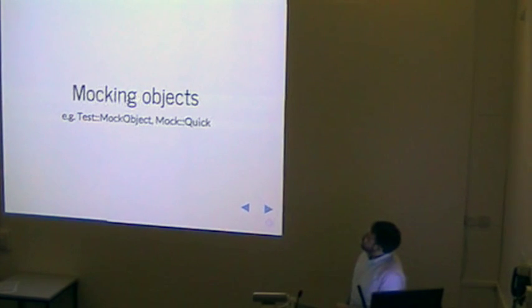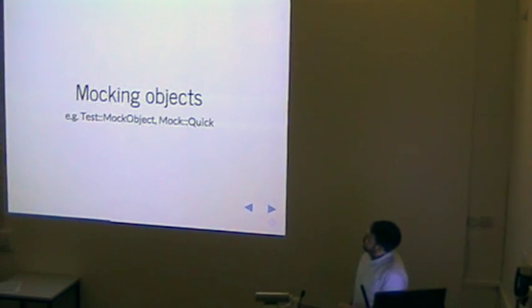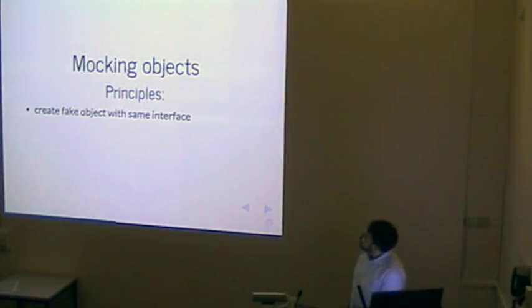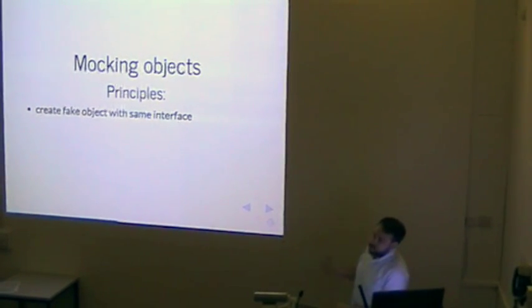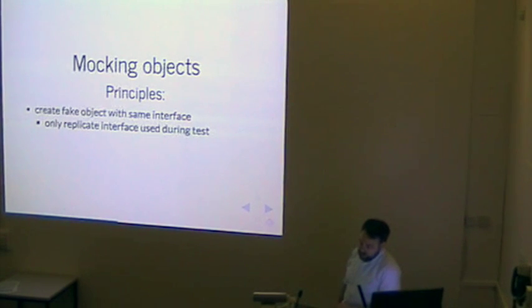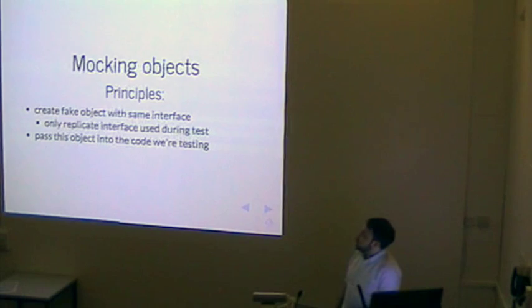There's lots of things on CPAN to mock objects. There's just two examples. I'm sure everyone here is pretty familiar with mocking. The basic idea is you create a fake object with the same interface as the one you're pretending it is. You only actually need to replicate the interface that's used during the test. And then pass the object into the code that we're testing.